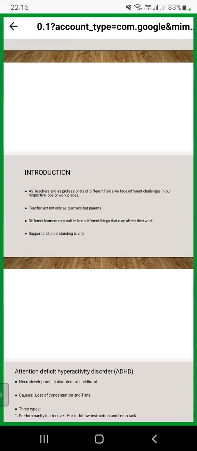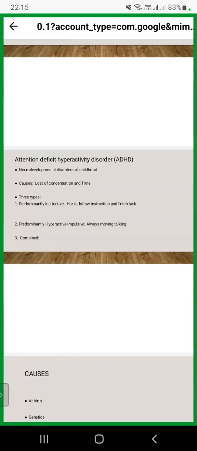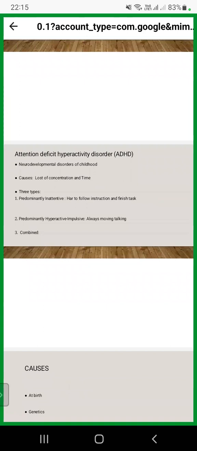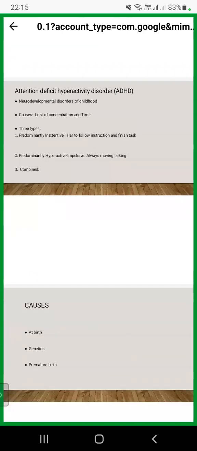So, what are we talking about today? We're talking about ADHD, also known as attention deficit hyperactive disorder. What is this disorder? Normally, children are born with it. It's in the neural system of a human being. They are born with it, just with the gene. So that's what it is.